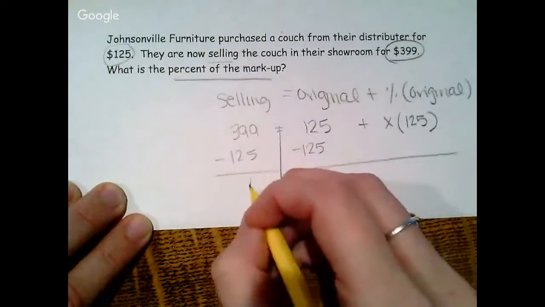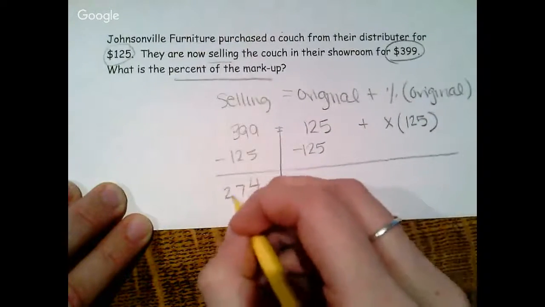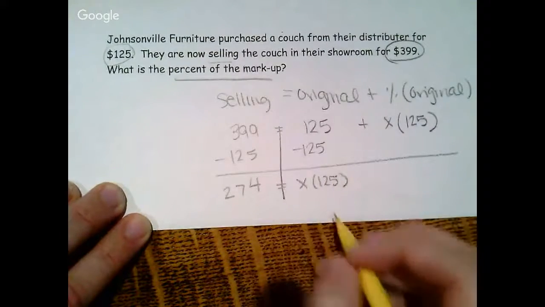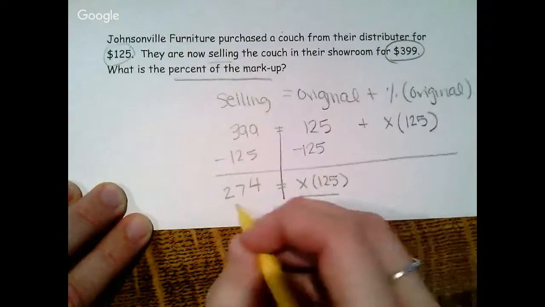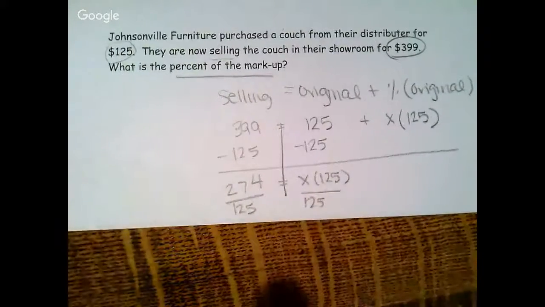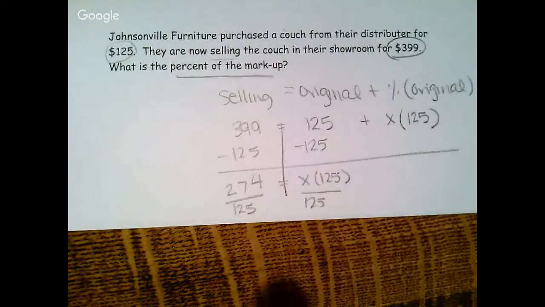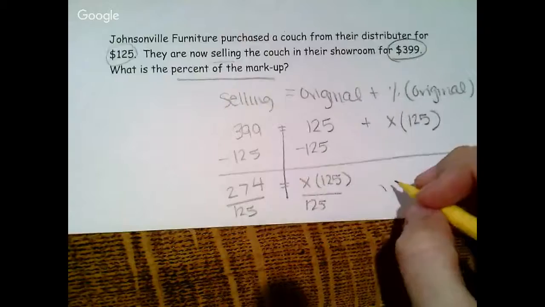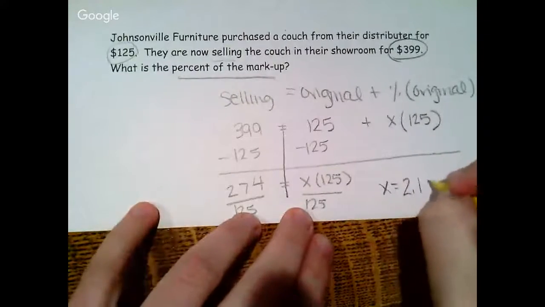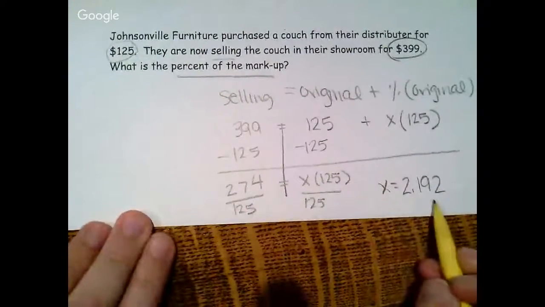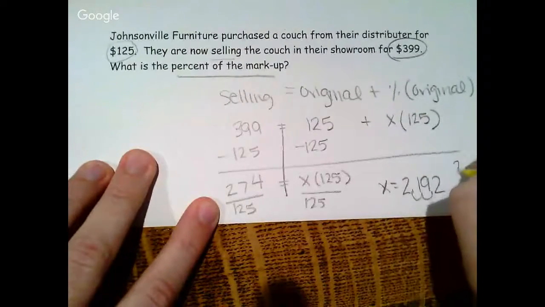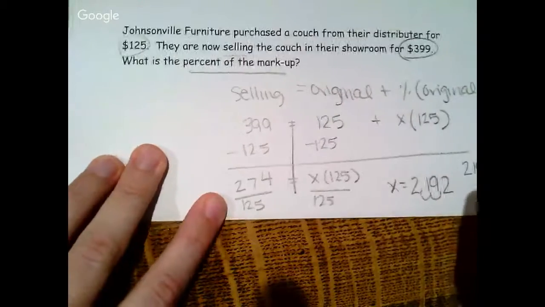And when we do that, we get $274, which equals x times $125. Now we're going to divide each side by $125 to get x by itself. So we have $274 divided by $125. And I get that x equals 2.192. But that's a decimal version. I want it as a percent. So I need to move it 2 spaces over, and that becomes 219%.